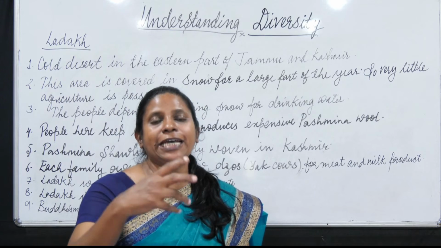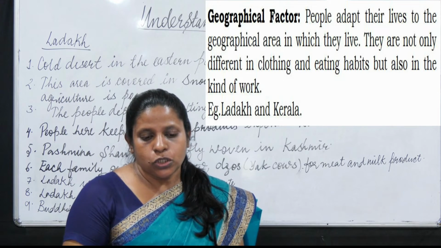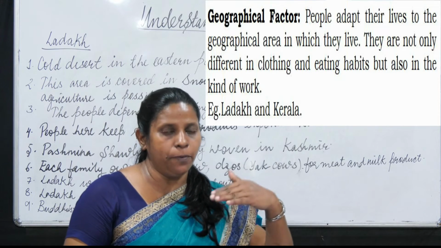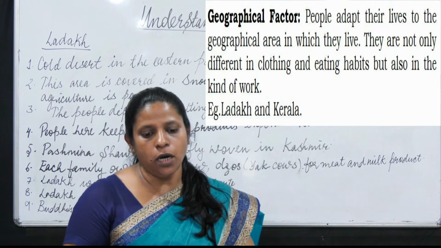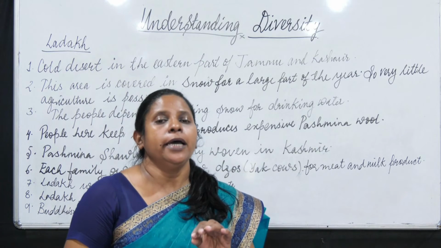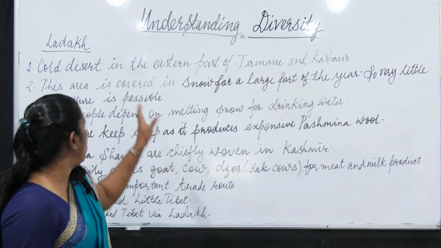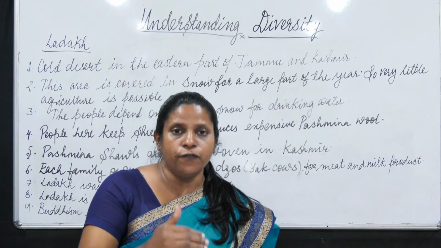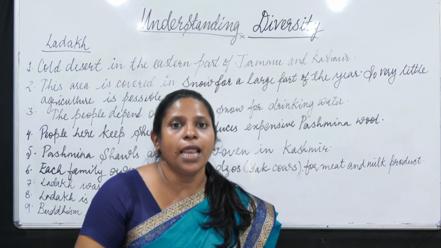region. So taking the example of Ladakh and Kerala. Okay, so we have 3 ways how they are different. The food the people eat, the clothes they wear, the work they do. So first of all we talk about the example of Ladakh. Okay, you already know Ladakh became a union territory on 31st October 2019 and the capital is Leh.